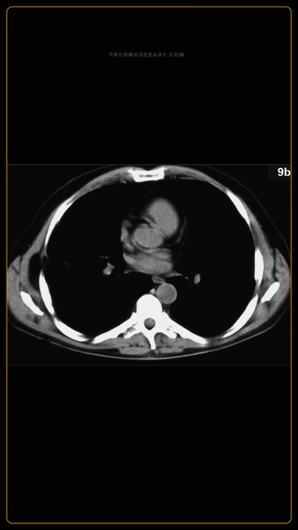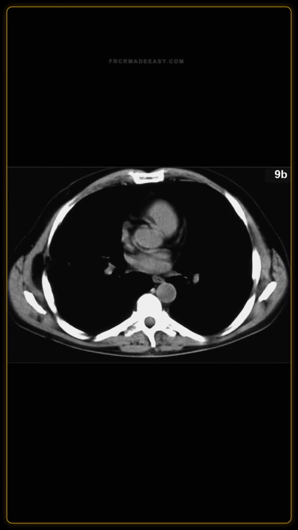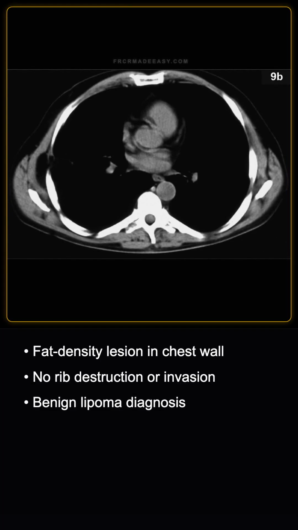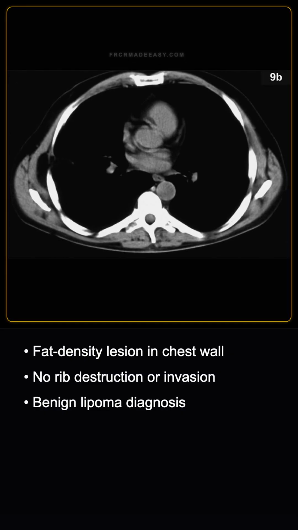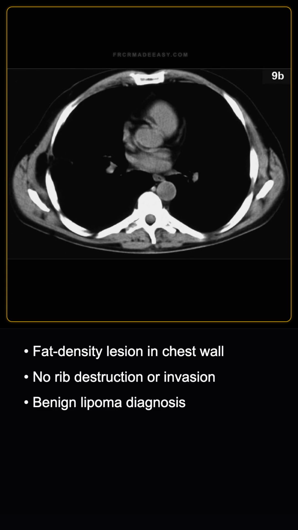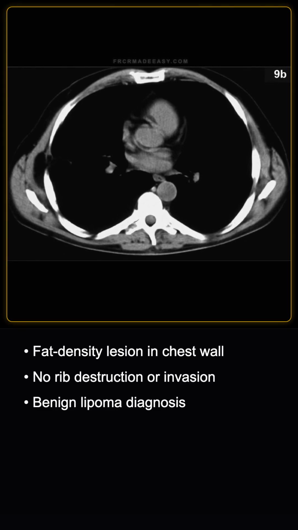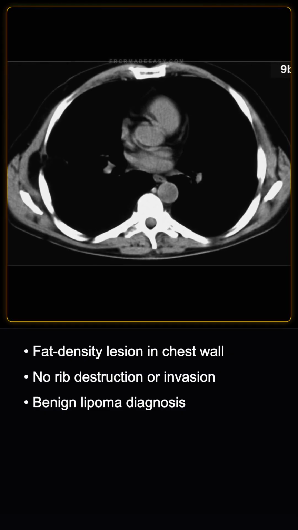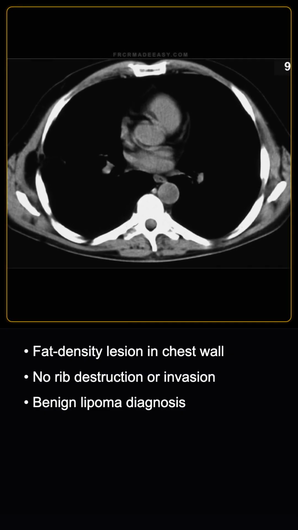I am displaying an axial CT slice of the chest. Describe the findings. As seen in this axial CT of the thorax, there is a well-defined homogeneous lucent lesion of fat density. This fat density lesion extends through the chest wall into a subpleural location without rib destruction or invasion, which is diagnostic of a benign chest wall lipoma.